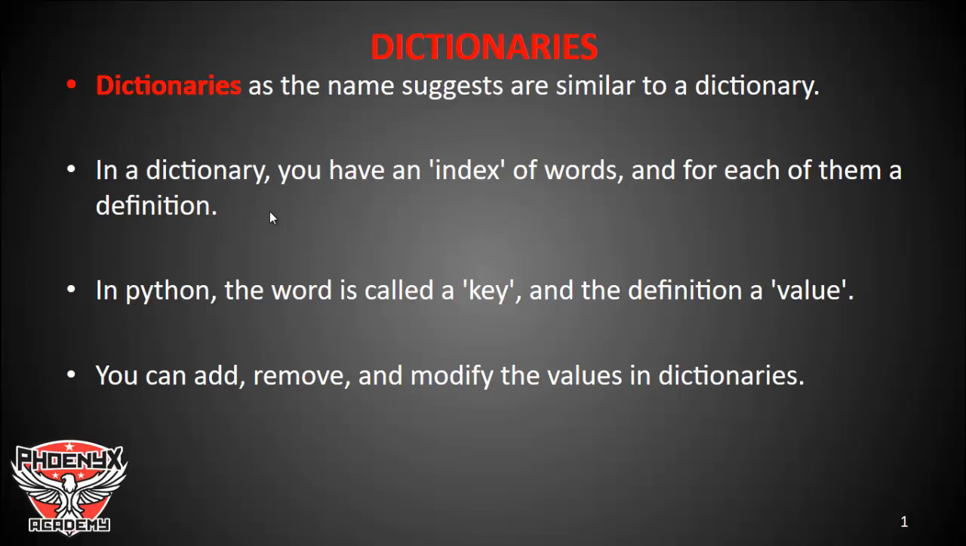Dictionaries, as the name suggests, are similar to a dictionary. In a dictionary, we have an index of words, and for each of them a definition. In the same way, we have dictionaries in Python: the word is called a key, and the definition we refer to as the value. And we can add, remove, and modify the values in dictionaries.